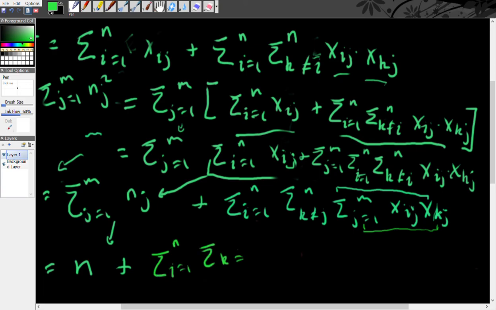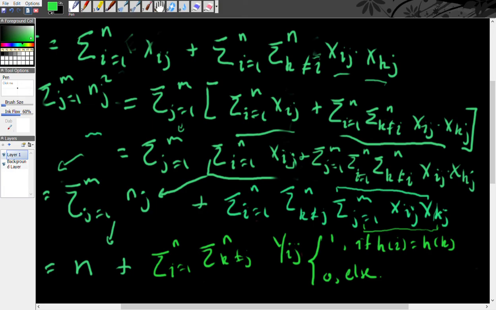K not equal to j, and let's call that Yij, where this is the event with probability 1, with value 1, if h of i is equal to h of k, and 0 otherwise. Okay, with me so far?